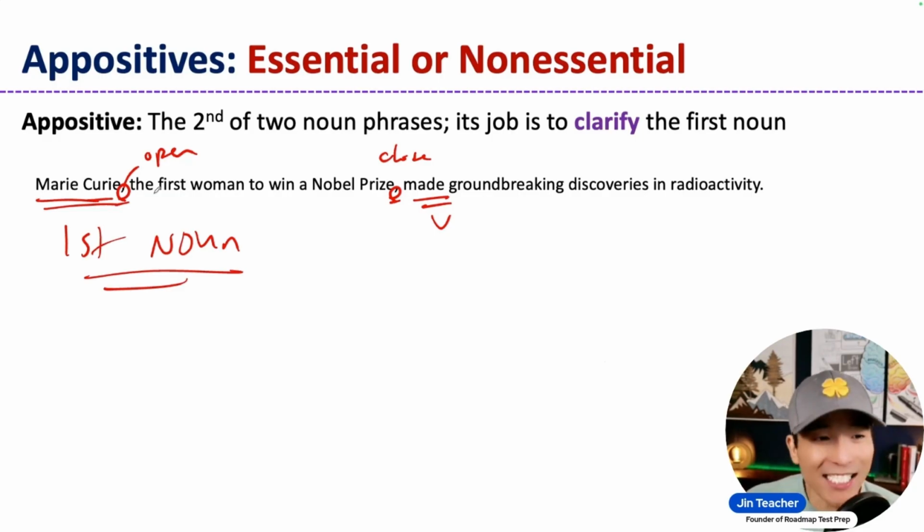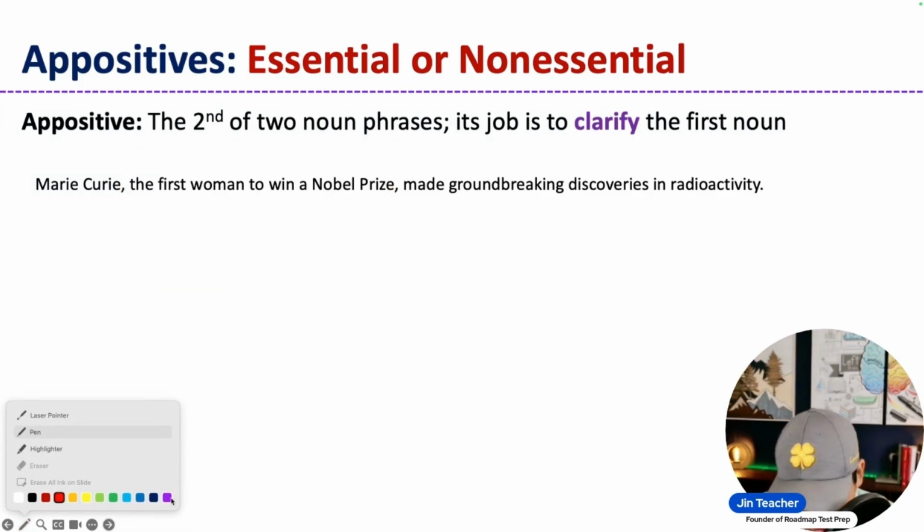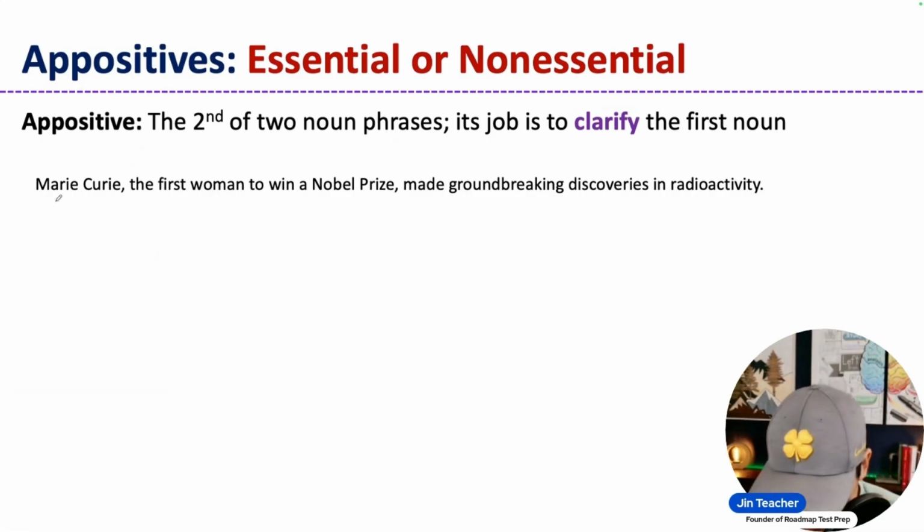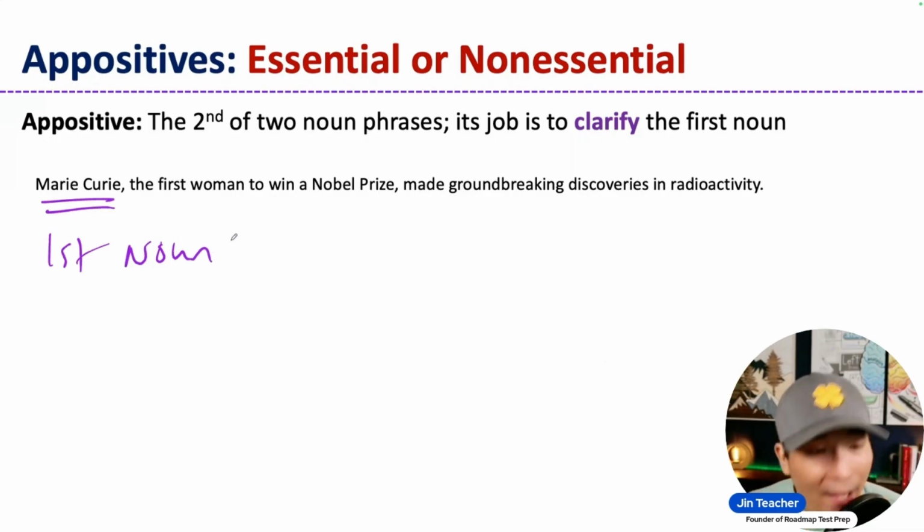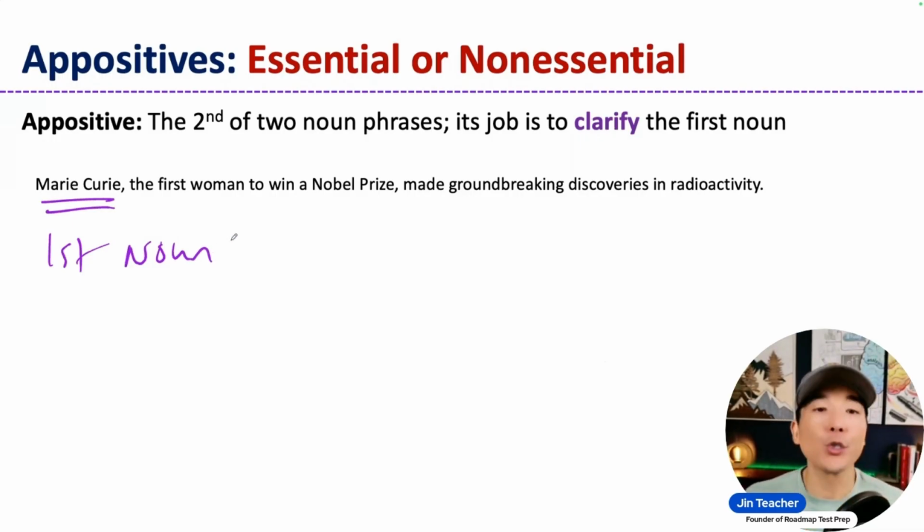But if information is essential, you don't put commas around it. You leave it bare or blank. Okay, now how do you tell? So what do we have to do with this first noun? We're basically checking whether this first noun refers to one.